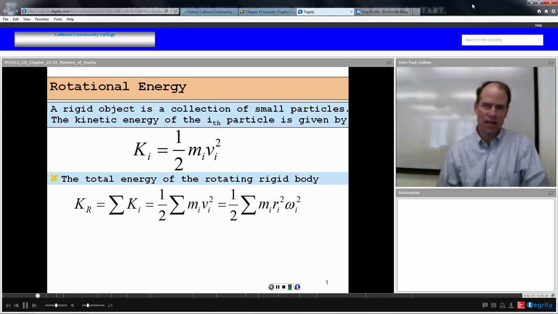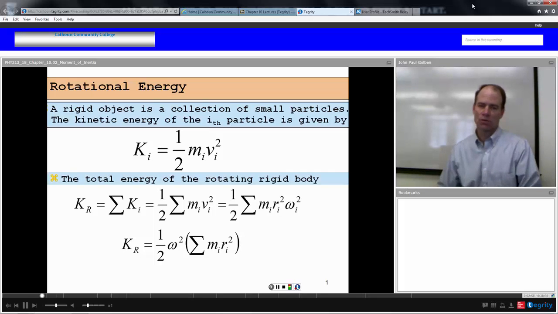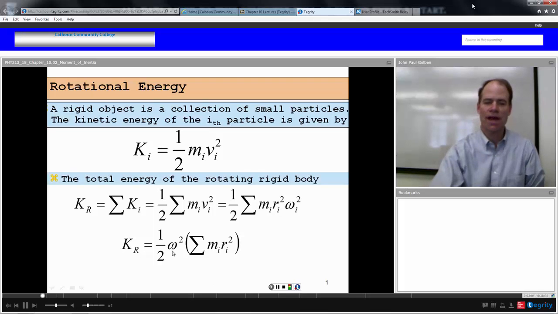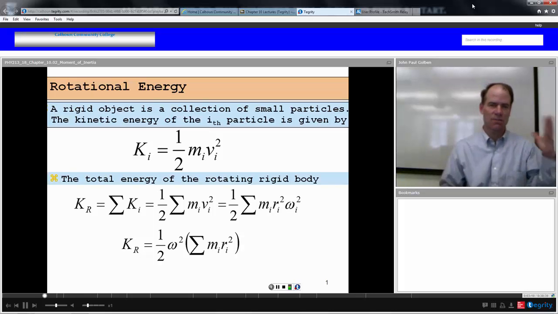But the angular velocity of the ith mass is the same as the angular velocity of the wheel, because the whole wheel has the same angular velocity. So it doesn't matter whether I'm looking at the ith particle for this omega, it's the same for every particle on the wheel. So I can take that out of the summation, and I have that my total rotational kinetic energy is 1/2 times the angular velocity squared times this thing, the summation of every mass multiplied by its distance from the axis squared. Sum up all that, and you get this quantity there.